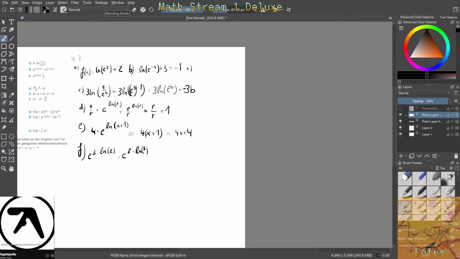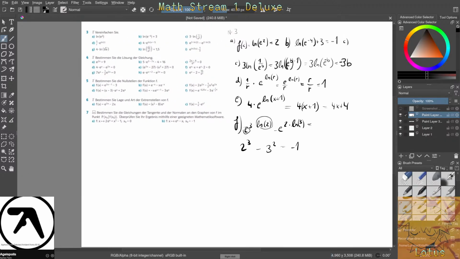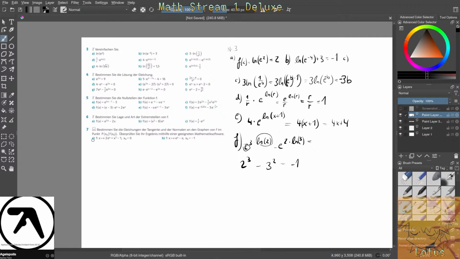Then 8 and 9. So you can get these two together and say, okay, that's just 2, and then 2 to the power of 3 minus 3 to the power of 2. Oh, that's cool. 8 minus 9 is minus 1. That's perfect. Okay. We're getting somewhere.